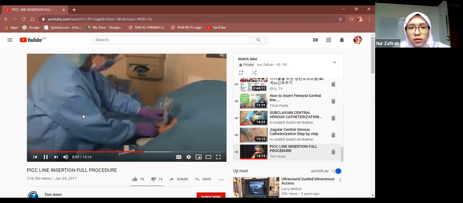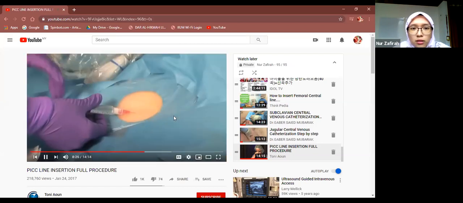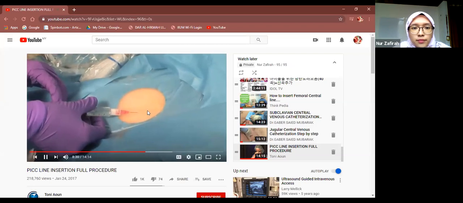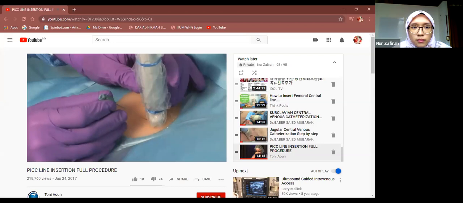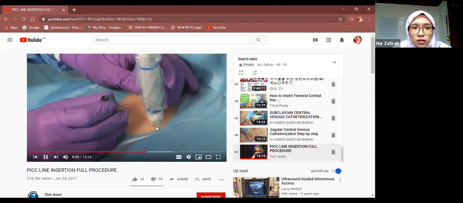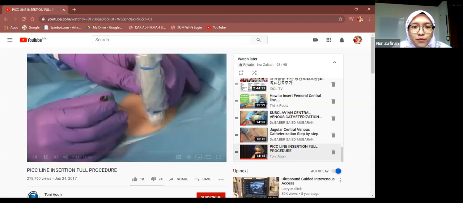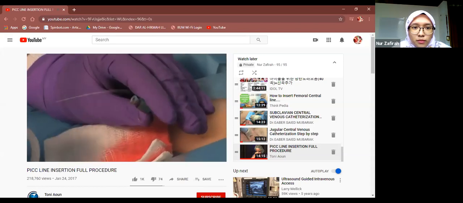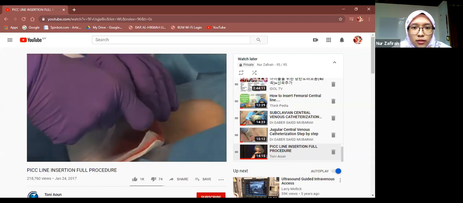It is good to use ultrasound to confirm the location of the vein, and then local anesthetic. So we use the booster. So it has a wire.